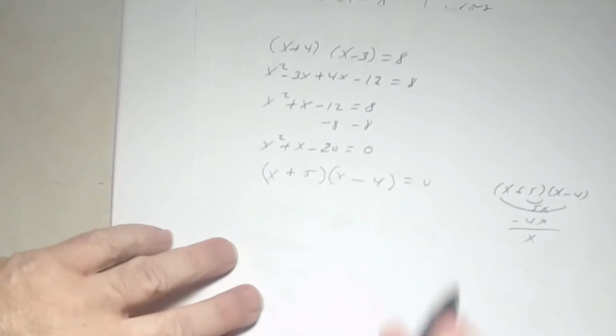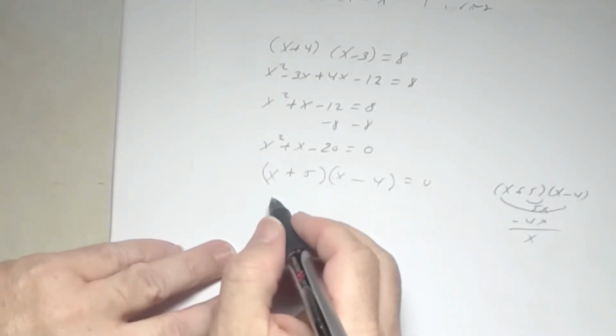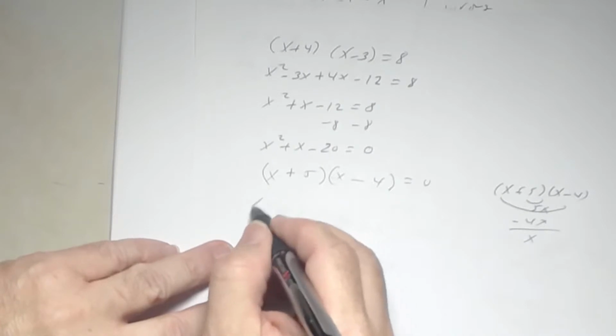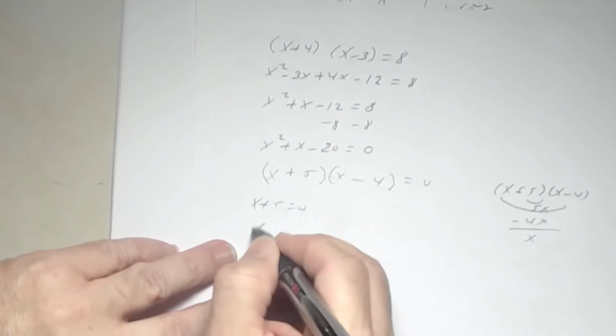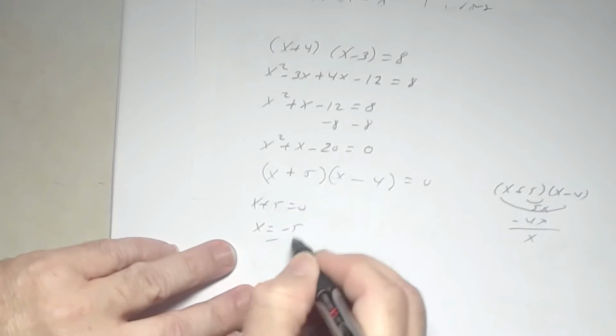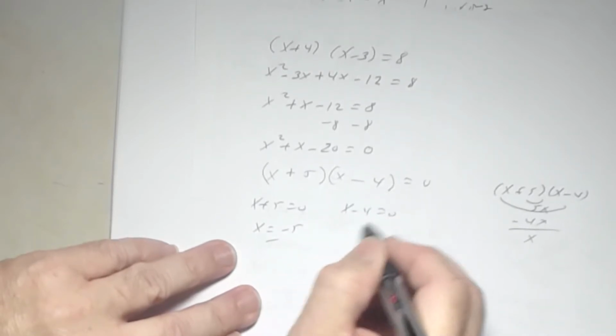Okay, now what's the next step? Zero factor method. So x plus 5 equals 0. So what's x here? Negative 5. Over here, x minus 4 equals 0. What's x? 4. So those are your two solutions, negative 5 and 4.